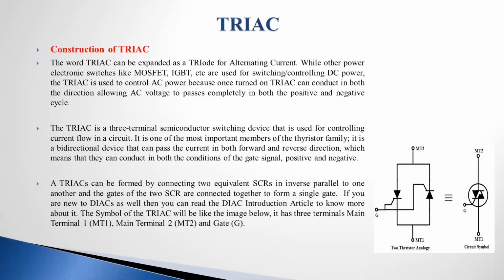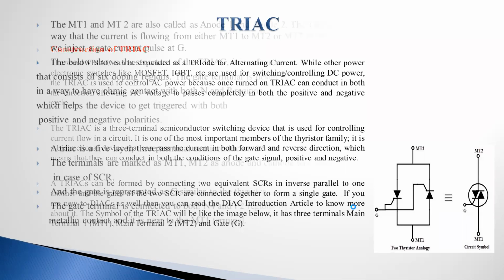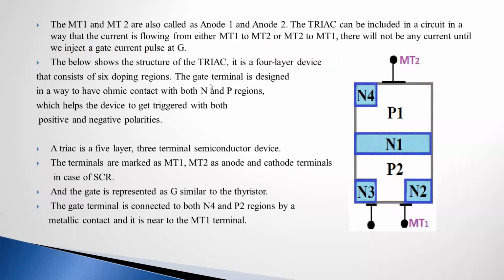The current can flow from MT2 to MT1 or MT1 to MT2. In both directions the current can flow, whether with a positive gate or negative gate supply. A triac can be formed by connecting two equivalent SCRs, as we have already discussed. This is the structure of the triac. MT1 and MT2 are also called anode 1 and anode 2.